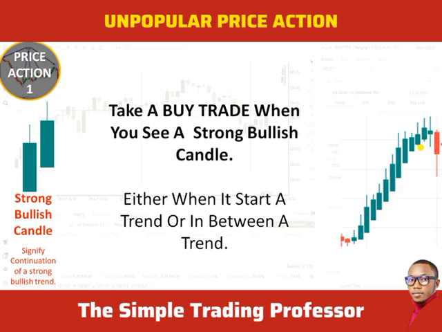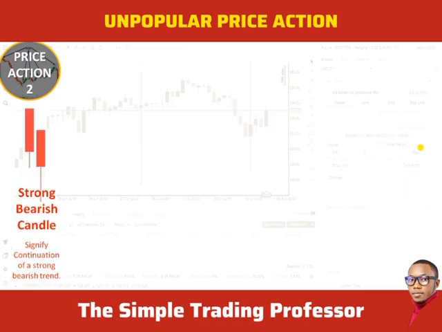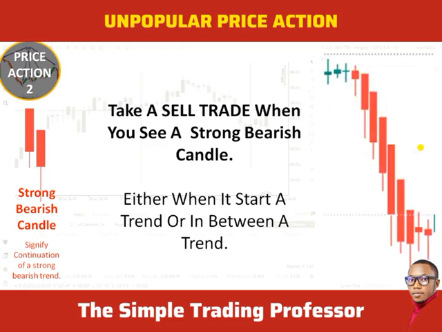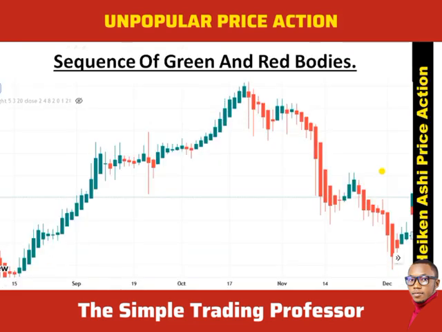If it closes as a strong bullish candle, take a buy trade. So a strong bearish candle, which is number two, signifies continuation or the start of a bearish trend. What do you do when you see it? Wait for the candle to close. When it closes as a sell, take a sell trade, either at the beginning of the trend or in between the trend.